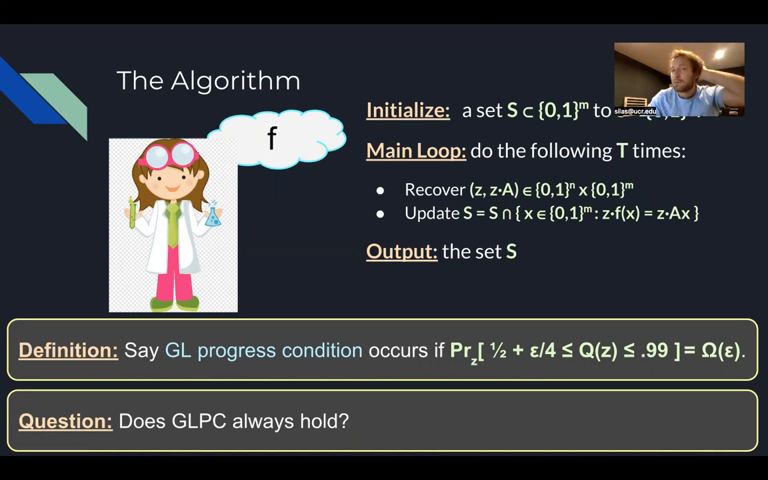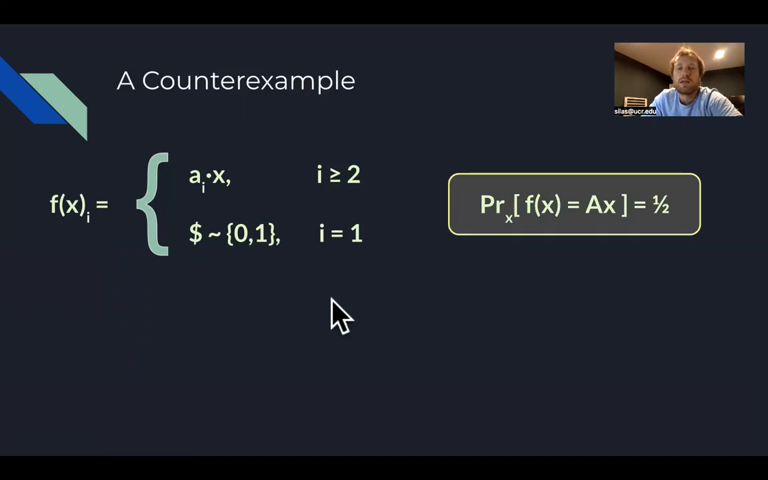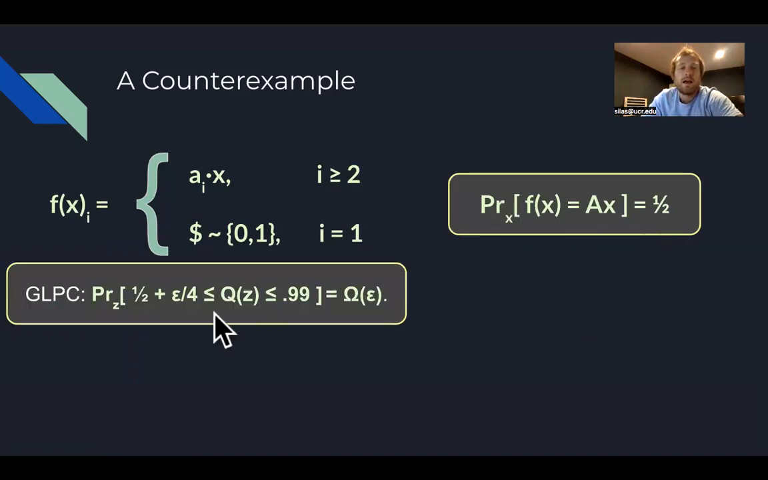Okay, and if it does, then we're done. Unfortunately, it doesn't. There's a counterexample. It's the same example that we saw in the intro. It's this function that agrees with A on the rows 2 through n and outputs a random bit on the first row. We already noted that P in this case equals 1/2.